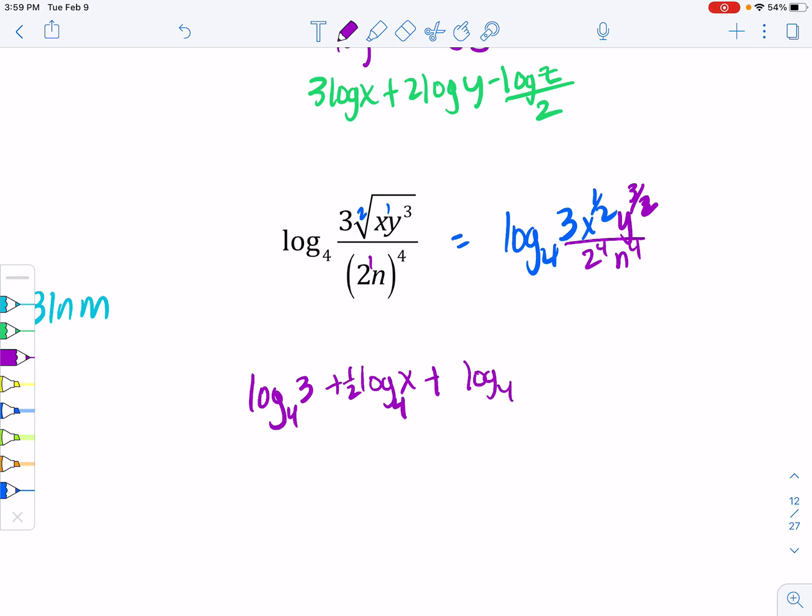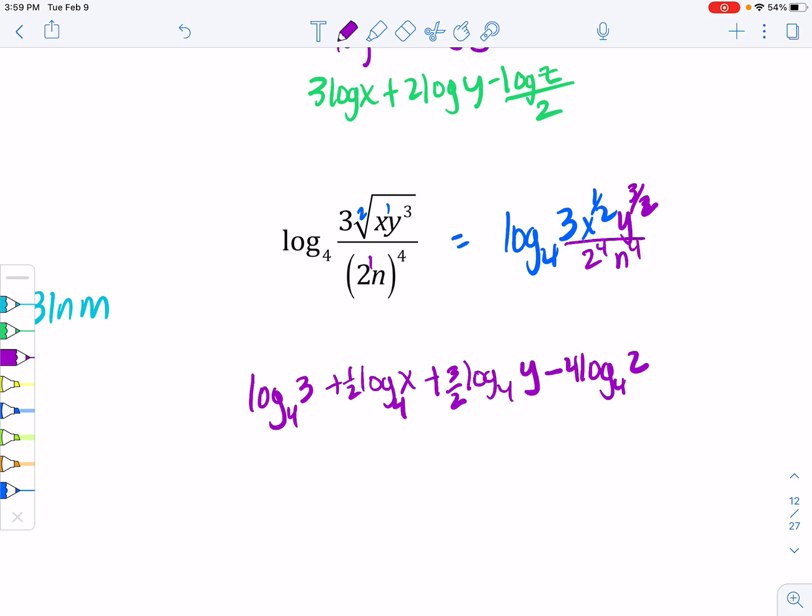Oh, I forgot my base of 4 over here, don't do that. Log base 4 of y, and then the power is 3/2, so that goes out in front. The 2 is in the denominator, so it's going to be minus out in front, so minus log base 4 of 2. The power with 2 is 4.